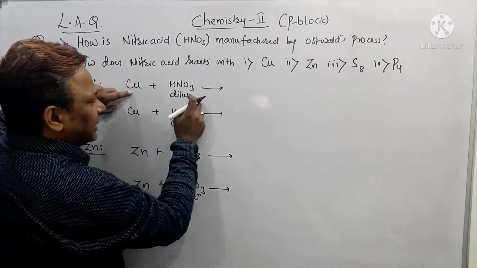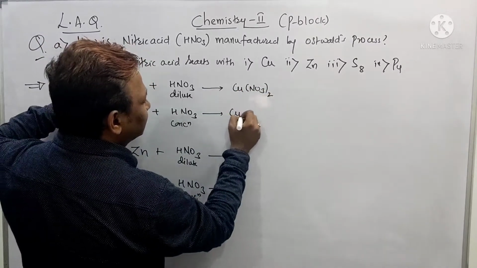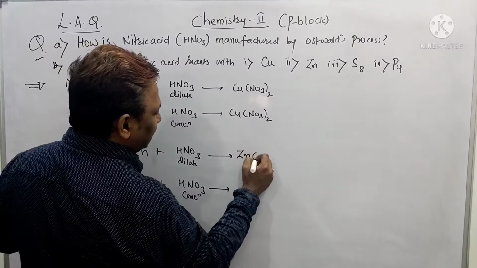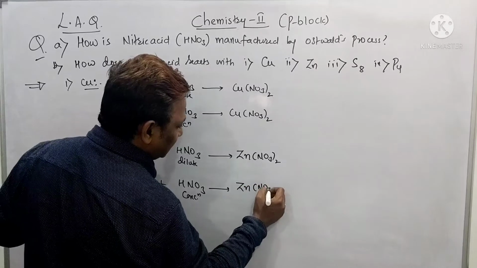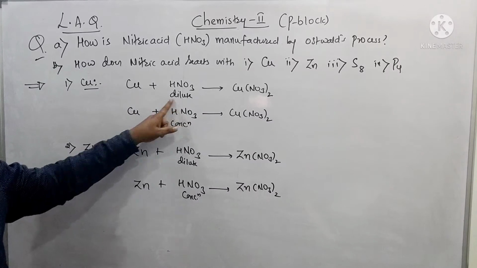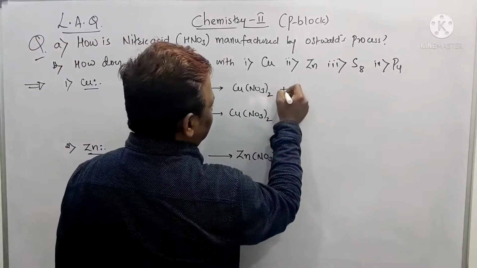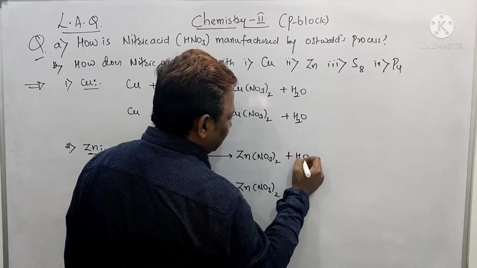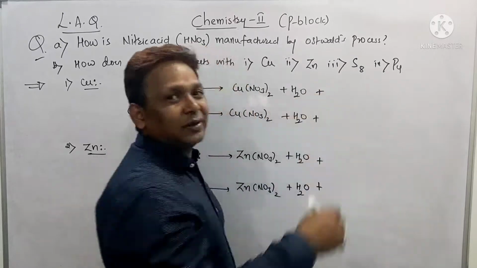See, beta, copper with dilute nitric acid gives rise to copper nitrate, Cu(NO3)2, taken twice. Beta, zinc with nitric acid gives rise to zinc nitrate, Zn(NO3)2, taken twice. Sir, here also Zn(NO3)2. It is common. Copper with nitric acid gives the salt copper nitrate. Zinc with nitric acid gives the salt zinc nitrate. But it will also give rise to water molecules. Here also we are getting water molecules, here also, and here also, but the most important one is this one.